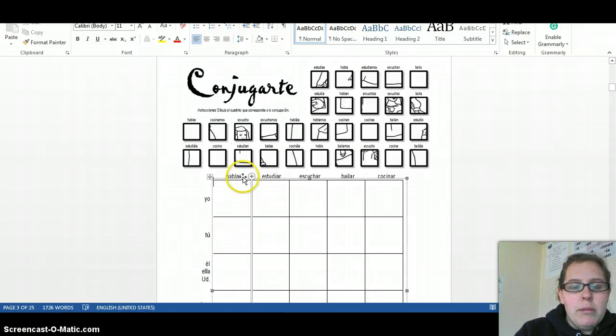So let's start with the first square. Yo and the verb hablar, right? Across the top we have all the verbs. Across the vertical axis we have our subjects. So I'm going to conjugate hablar in the yo form.